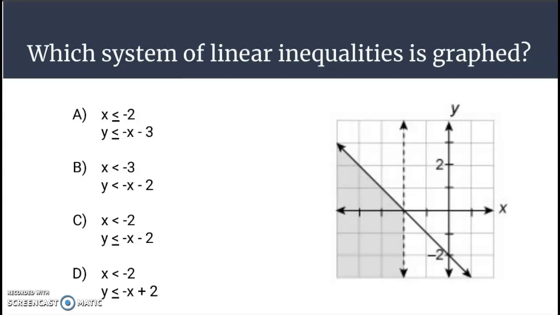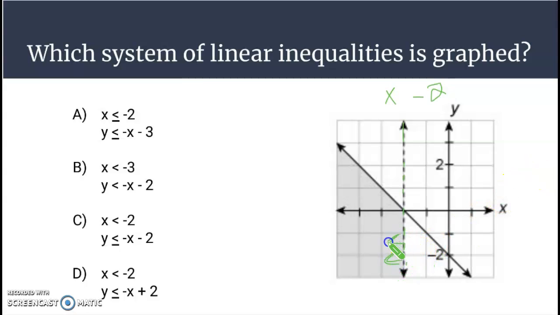All right, I've got a multiple choice here. What's the system of linear inequalities graphed? Well, let's focus on the graph here a minute. Look at the vertical line. That's a special line. Notice it's dashed here. That means it's going to have an inequality x, and we seem to be at negative 2. And the question is, which inequality?